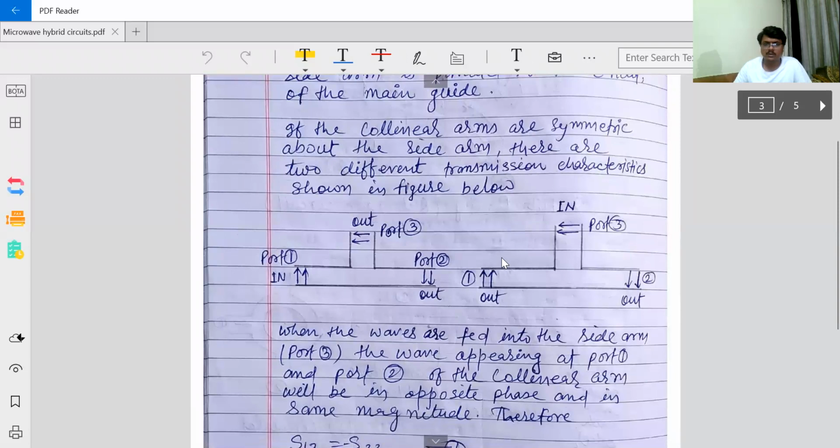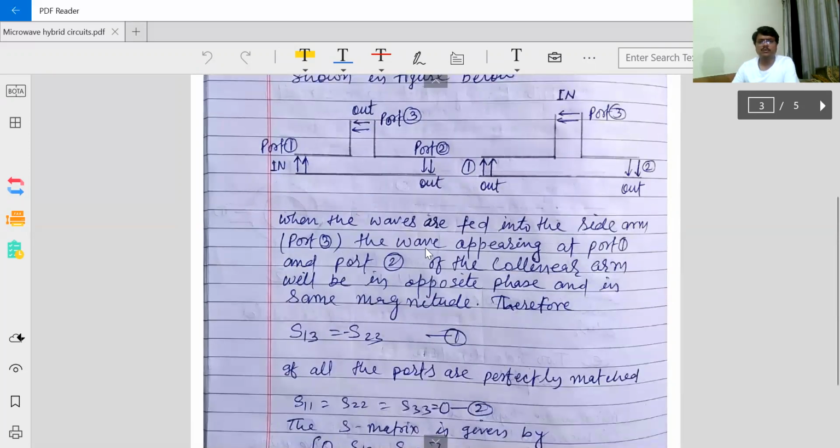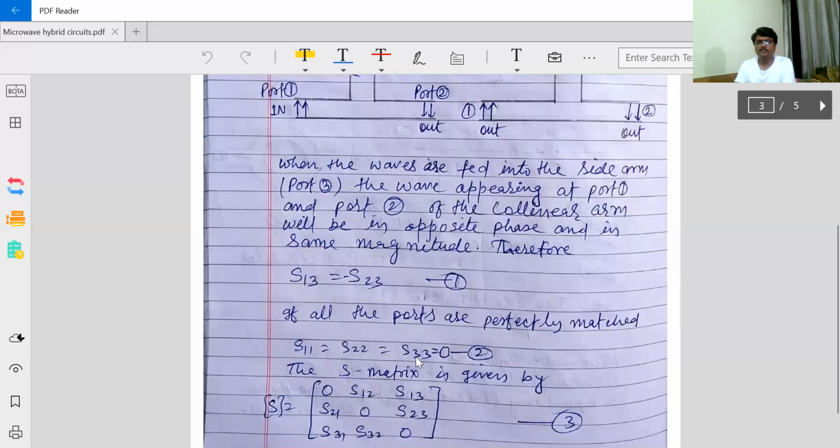Now, this is again the case when input is given here. We have already discussed this one. So it will come here, it will come here. So when the waves are fed into the side arm, port 3, the waves appearing at port 1 and 2 of the collinear arm will be in the opposite phase and of the same magnitude. Therefore, S13 equals minus S23, out of phase.